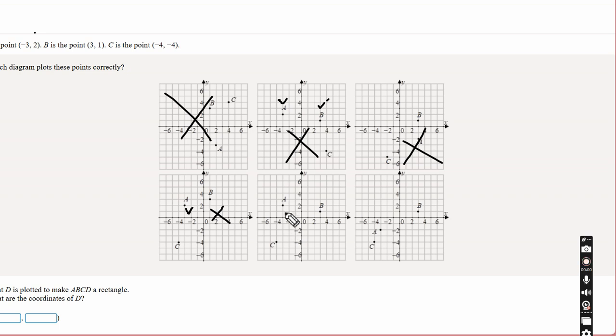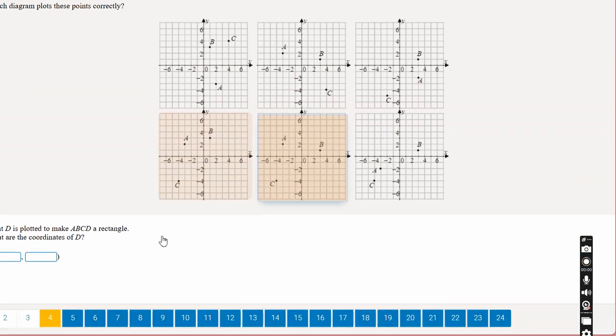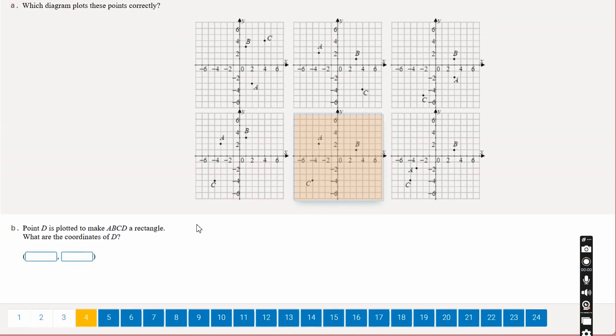So minus 3, 2. This is correct. 3, 1. This is correct. And C is minus 4 and minus 4. There you go. So 3 of the points, they're here. The next one, what they are asking is that the point D is plotted to make ABCD a rectangle. What are the coordinates of D? So they're asking what are the coordinates of D.